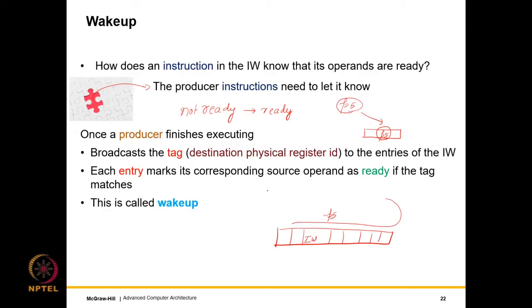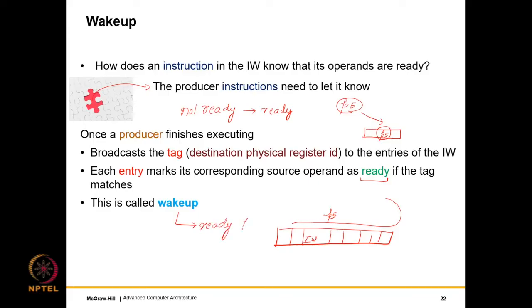All the entries check if P5 is one of their sources. If the tag matches, if it is one of the sources, they set the corresponding source operand to be ready. This process is known as wake up. So in this case, we are waking up an operand. It's also known as waking up an instruction. For example, if for an instruction it finds that after a wake up both its operands are ready, then we say that the instruction has woken up. So wake up means that it is ready to execute.